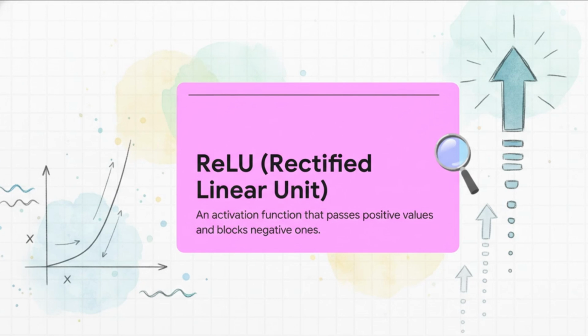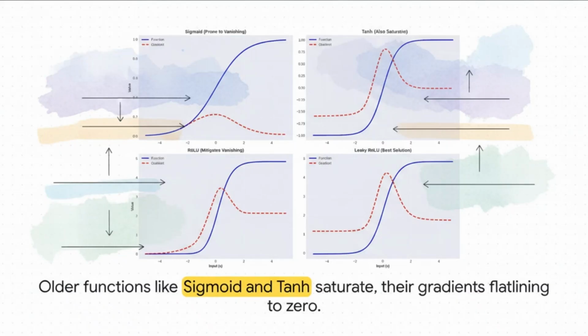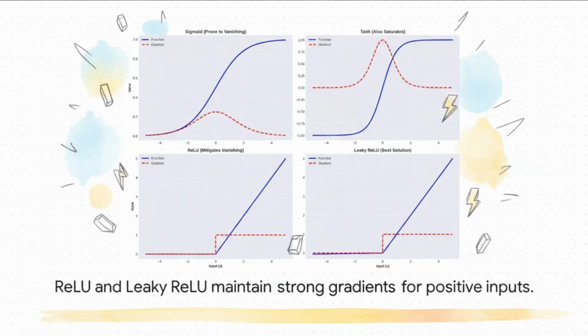Okay, enough problems. How do we fix this thing? Enter ReLU, a simple but totally game-changing idea. Right, remember this problem? The old functions, sigmoid and tanh, just flatline. Their gradients just hit zero. But look at ReLU. For anything positive, its gradient is a constant one. So simple, yet it saves the signal.